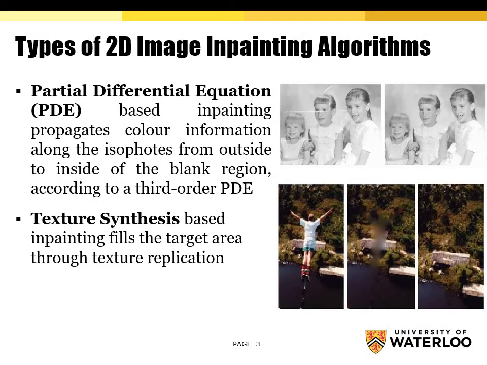Let's talk about the two main image inpainting algorithms that are widely used in 2D images. The first one is partial differential equation based inpainting, which propagates the color information along the isophotes from outside to inside the blank regions according to a third order PDE. If you look at the image on the top, it's an old photograph that has a few lines and cracks in between. Now, if we want to cover these regions up, the color information that is on the boundaries of these blanks can be propagated inside.